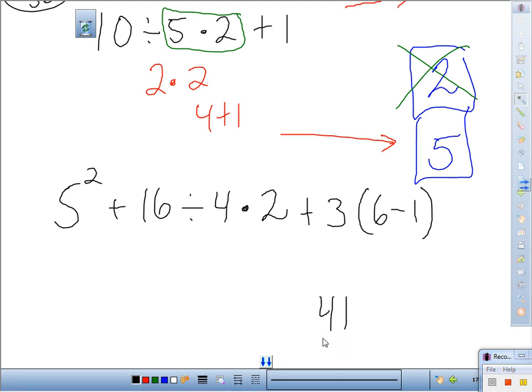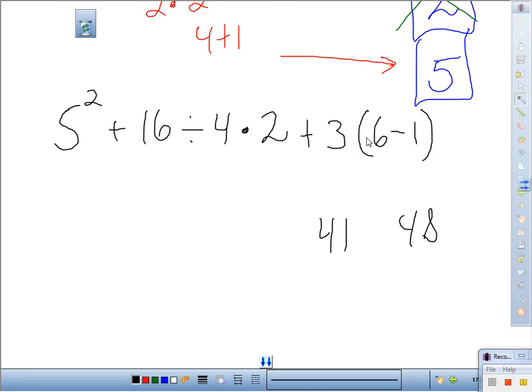41. Hands, have you got that? Close. Well, no, not close. The other? 48. Hands, have you got that? Oh, let's check. Parentheses. What is 6 minus 1? 5. Okay, we'll leave that for right now like that.